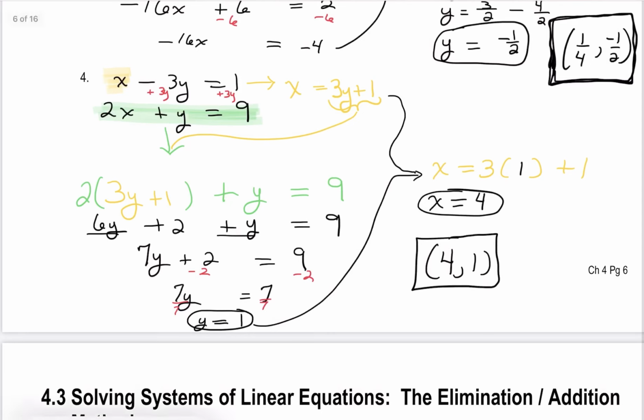Okay, and again, on any of these, if you wanted to, you can always sub them back into the original equations and check. That's how you'll really know for sure that you got the right solution. So if I subbed the (4, 1) back into the first equation, that would look like 4 minus 3, and that certainly is equal to 1. If I subbed the (4, 1) into the second equation, that would look like 8 plus 1, and that's certainly equal to 9. So that's always an option too.